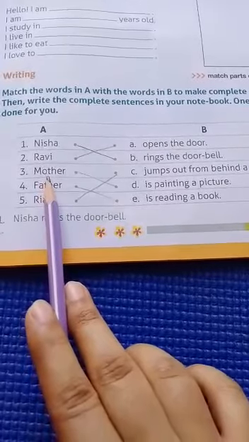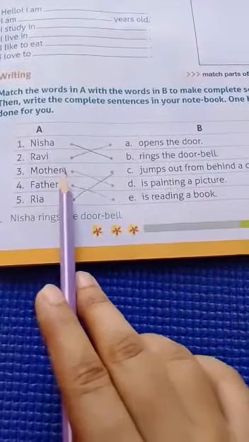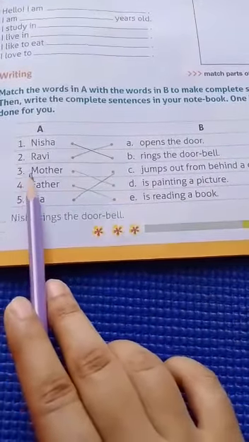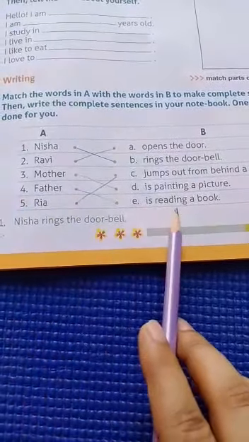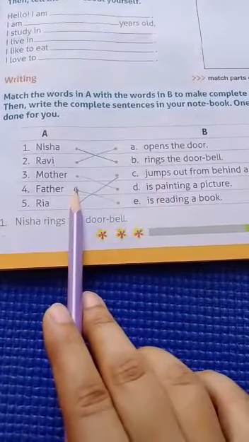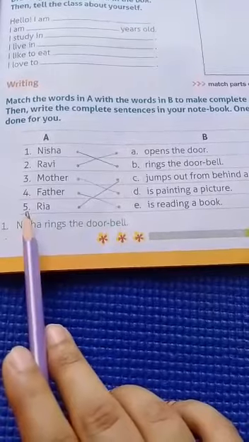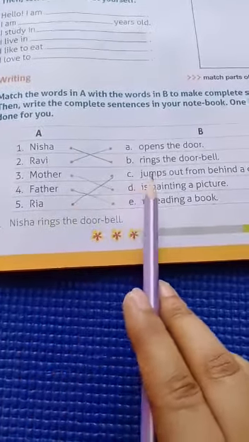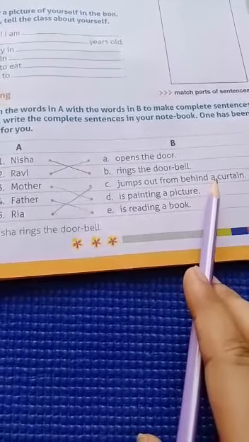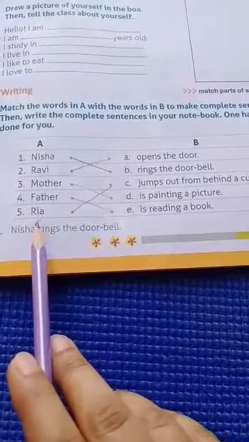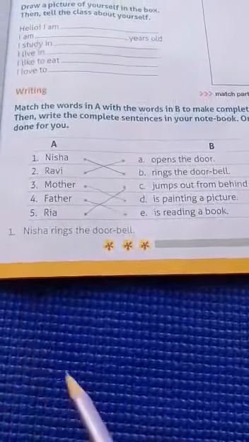Same as mother is painting a picture. You have to match it here and write down sentence number 3 in your notebook. Number 4, father is reading a book. You have to match here and write down sentence number 4 in your notebook. Same as Ria jumps out from behind a curtain. This is the last sentence and you have to write this also in your notebook with the help of your parents.